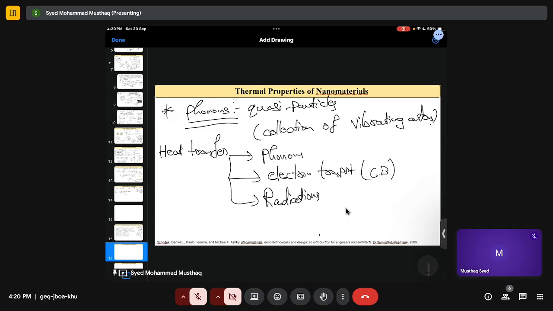That's it, simple. So in these three ways, if the material is transparent then you will have radiation, if not then you will have these two. And if it is a metal then electron transport is more dominant, and if it is not a metal then phonons are dominant.